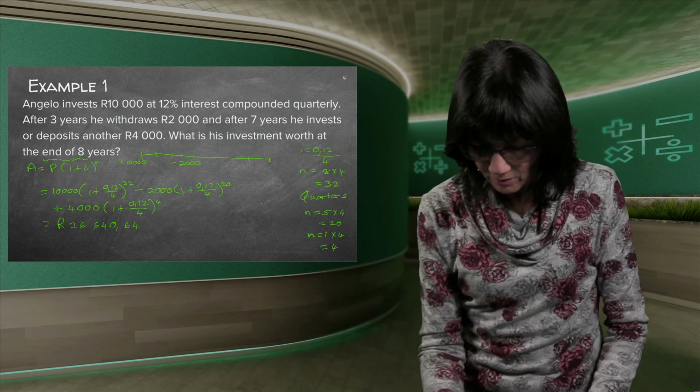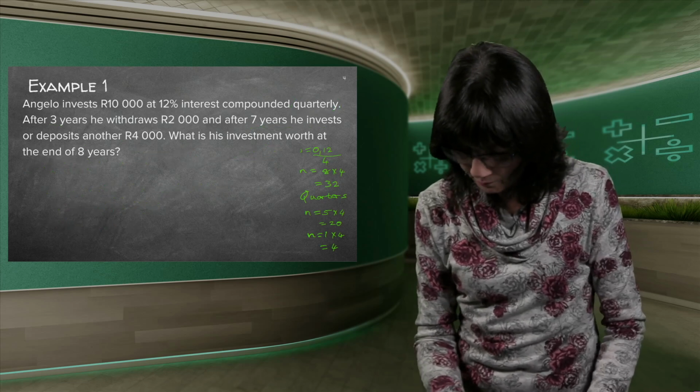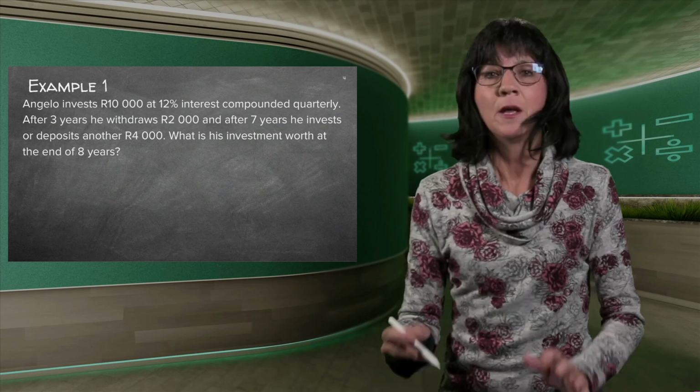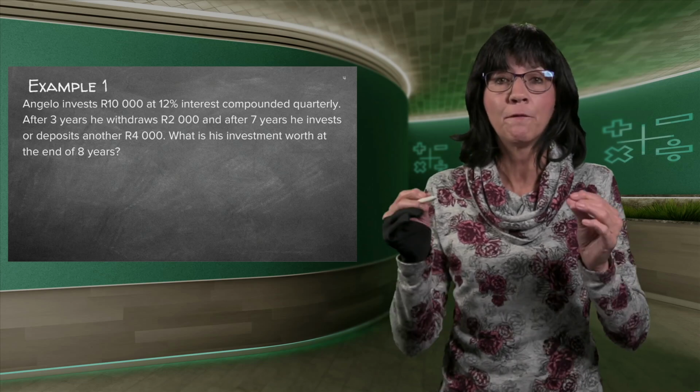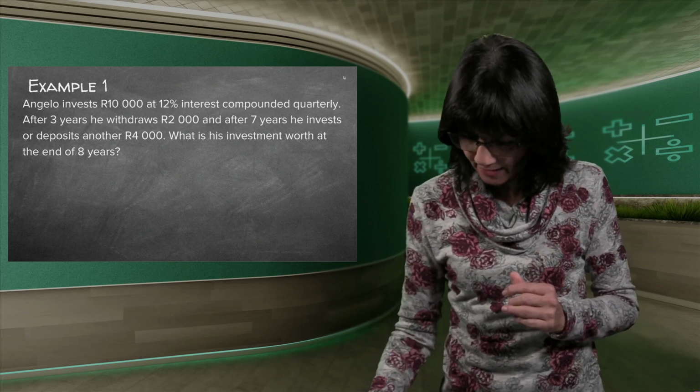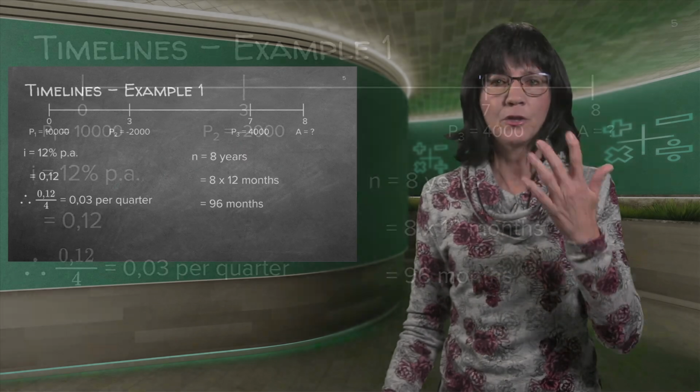Good. So it's still the normal formula, A is equal to P(1 + i)^n, but now I'm using it a few times in one sum, and that is why the timeline is so very, very important. You actually cannot do this without a timeline. You're going to do it all on your own.